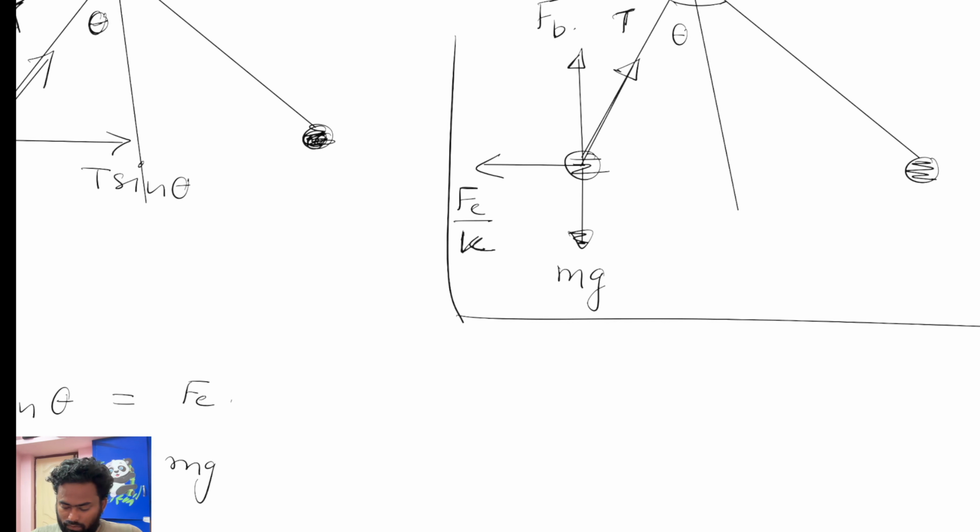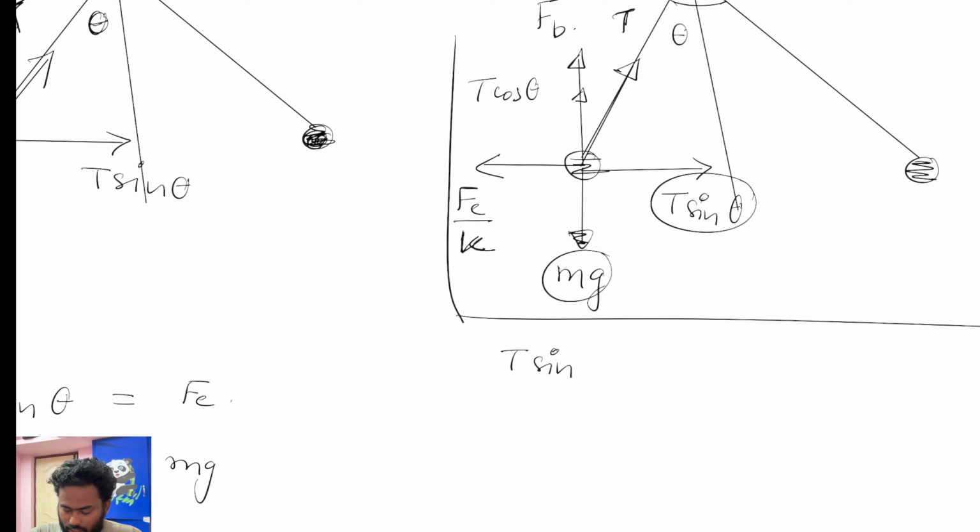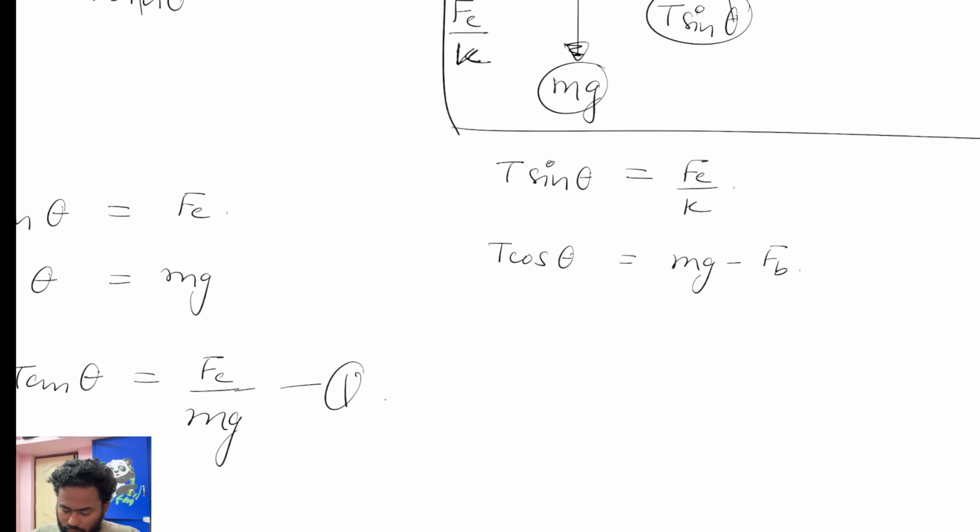Now let's see the same thing for the second case. If you break this T, this side it will be T sin theta and upward T cos theta. Equating the left side force and right side force, both forces will be equal because of equilibrium. T sin theta equals Fe by k and T cos theta equals mg minus buoyant force, equation number 2. Divide both of them, and we get tan theta again: tan theta equals Fe upon k times (mg minus buoyant force).